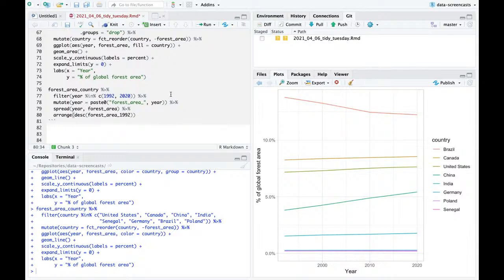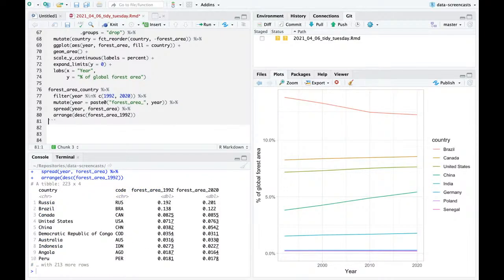Really quick question from Nick about tracking deforestation as a percentage of the total is tough because you're measuring it relative to other countries. So it's like China.